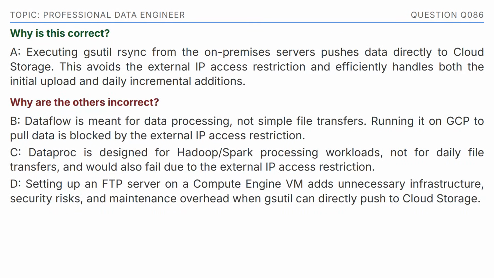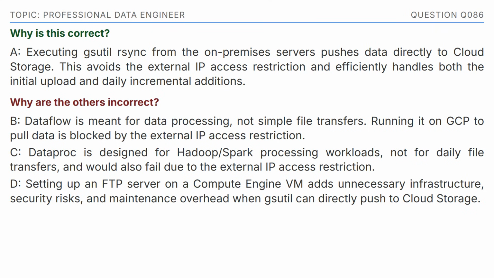Why is this correct? A. Executing sudo rsync from the on-premises servers pushes data directly to cloud storage. This avoids the external IP access restriction and efficiently handles both the initial upload and daily incremental additions.